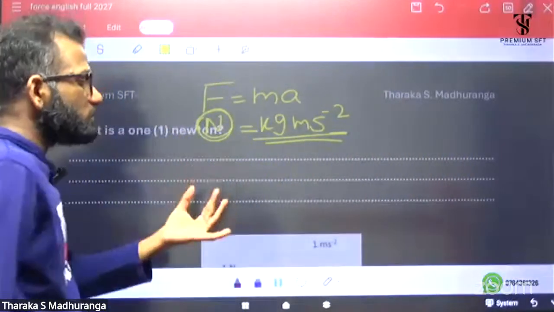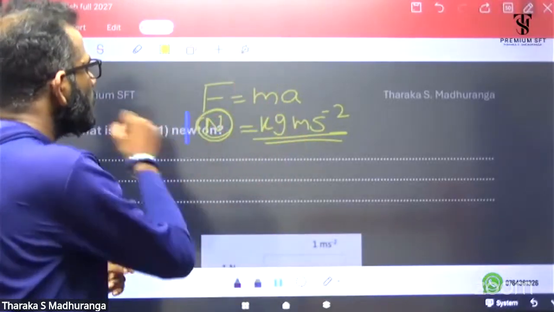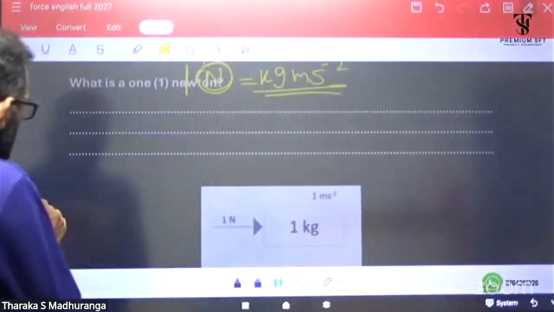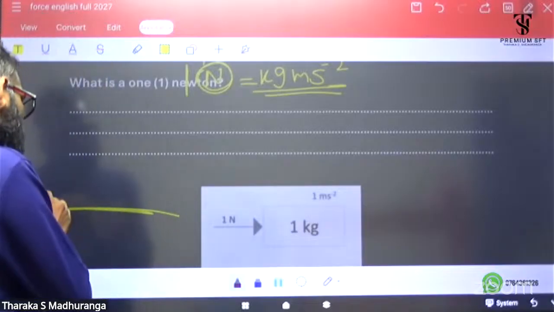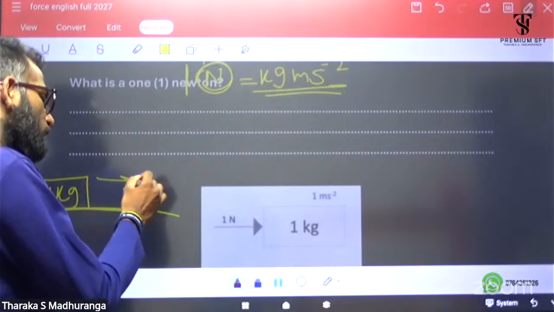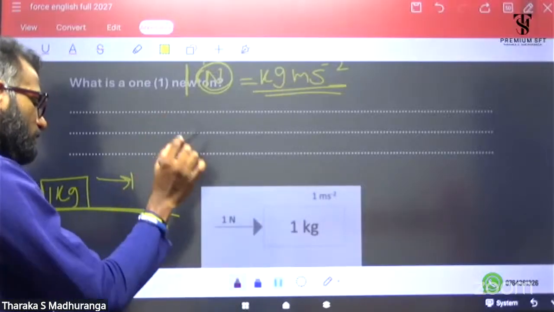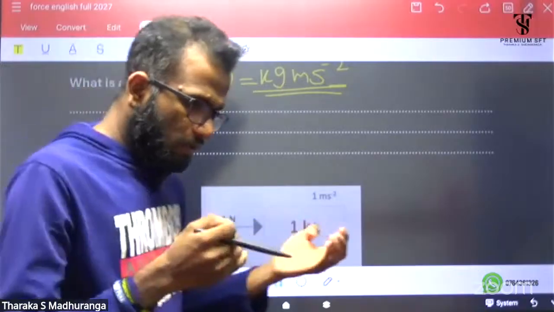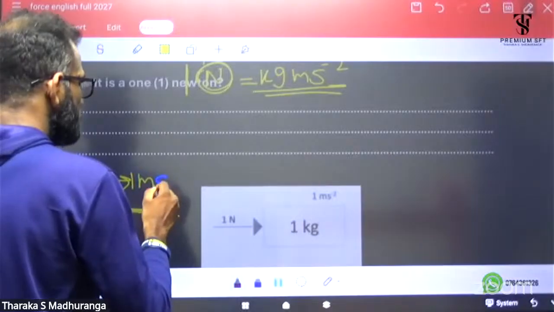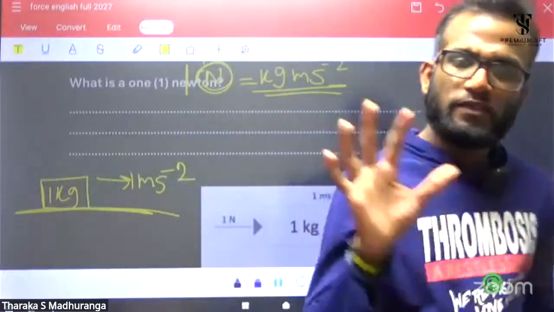Okay, then how can you define 1 Newton? If you've got a 1 kilogram object and you want to accelerate it by 1 ms minus 2 acceleration, there's no need to learn it by heart, it's a very simple concept. The unbalanced force required we call 1 Newton.